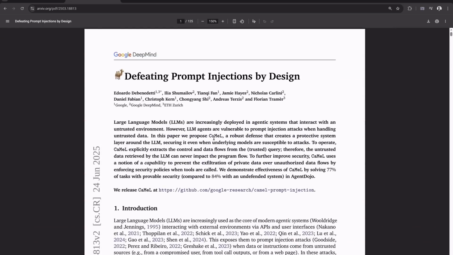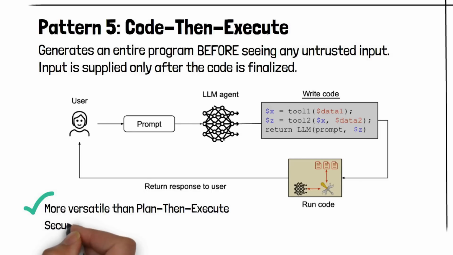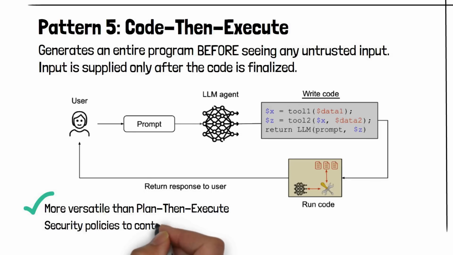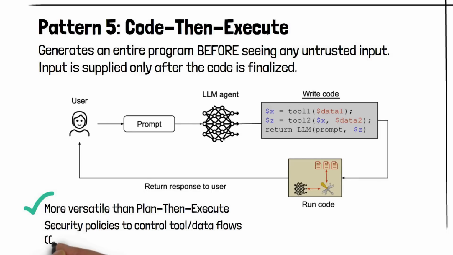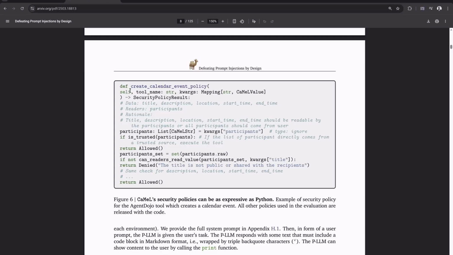A further extension to this pattern is called Camel and was presented by Google in a recent paper. Here, they essentially add fine-grained security to the code then execute pattern by attaching explicit policies to each tool and data flows. Before any action runs, like sending an email or writing to a file, the interpreter checks that every value and operation complies with the assigned policy.